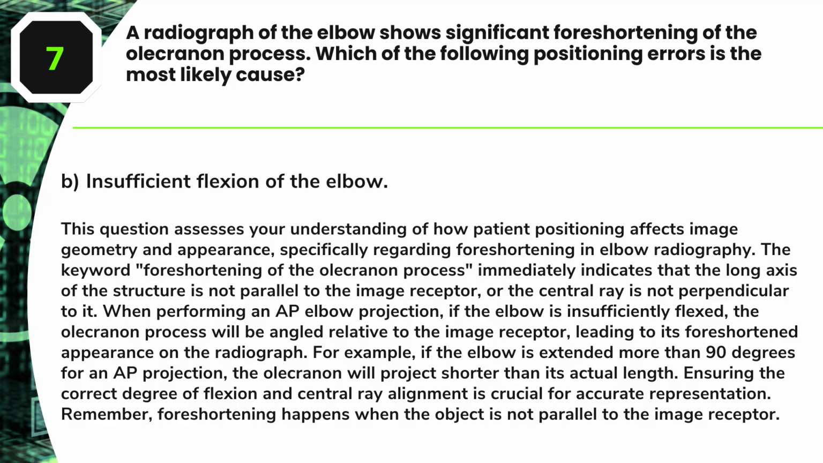When performing an AP elbow projection, if the elbow is insufficiently flexed, the olecranon process will be angled relative to the image receptor, leading to its foreshortened appearance on the radiograph. For example, if the elbow is extended more than 90 degrees for an AP projection, the olecranon will project shorter than its actual length. Ensuring the correct degree of flexion and central ray alignment is crucial for accurate representation. Remember, foreshortening happens when the object is not parallel to the image receptor.